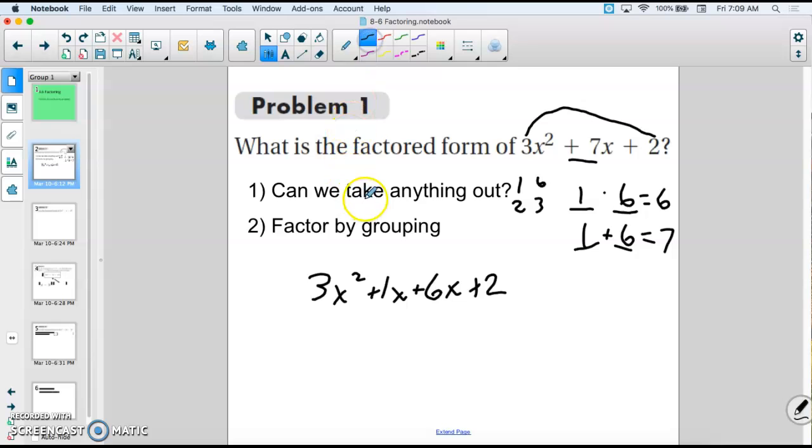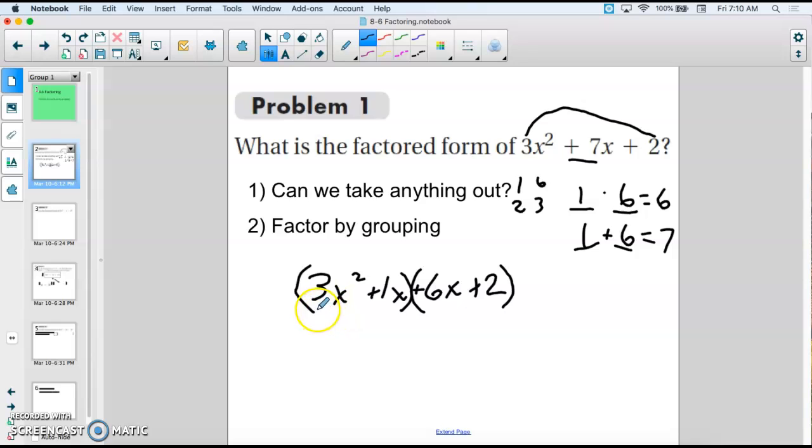Okay. Now our next step here is we're going to group them. So we're going to take the first two pieces and put parentheses around them. We're going to take the last two pieces and put parentheses around them. And then we take GCFs out. We take a GCF out of each piece.